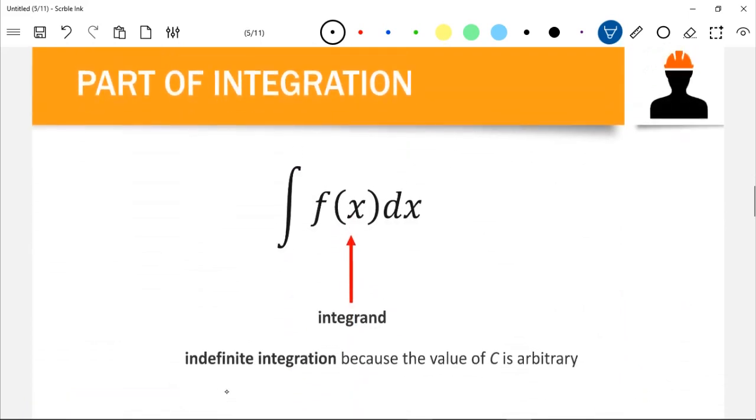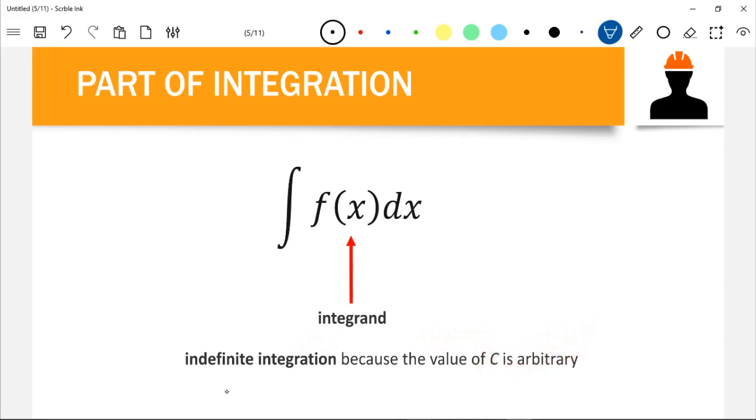Okay, so let's discuss the parts of an integration. We have here the symbol of integration, that is the integral symbol. Then inside we have the integrand, it's the function of any variable. It could be a function of x, it could also be a function of y, then we have to integrate that into its function. Now, in this lesson, we will talk about indefinite integration. So therefore, we have an arbitrary constant c.